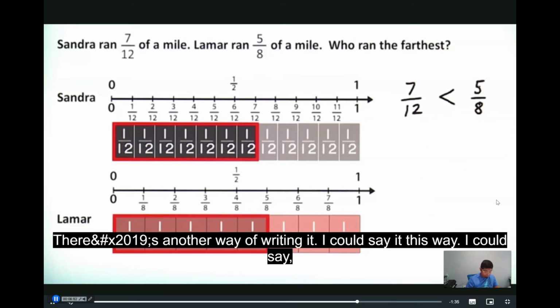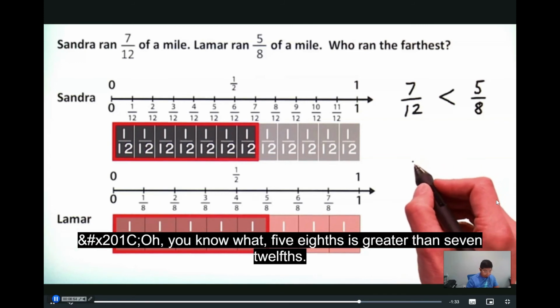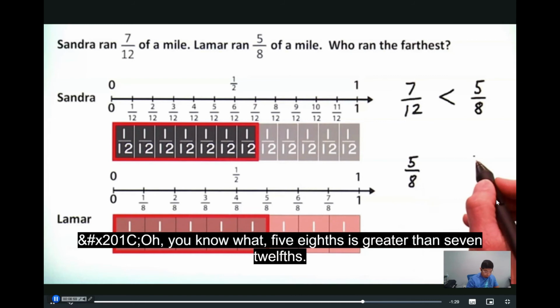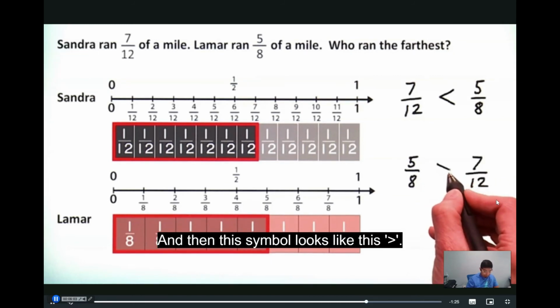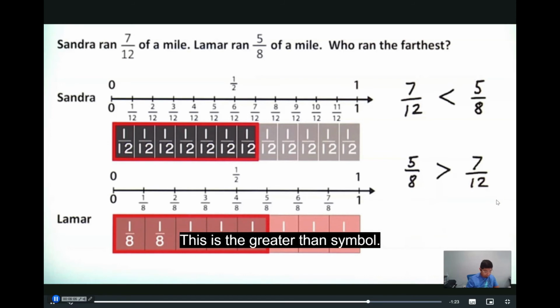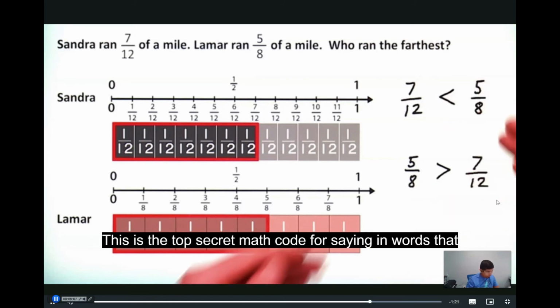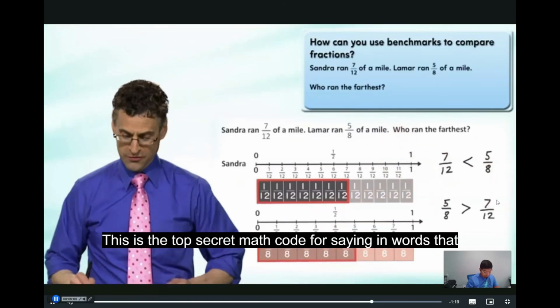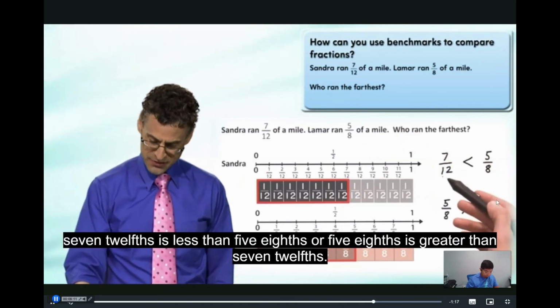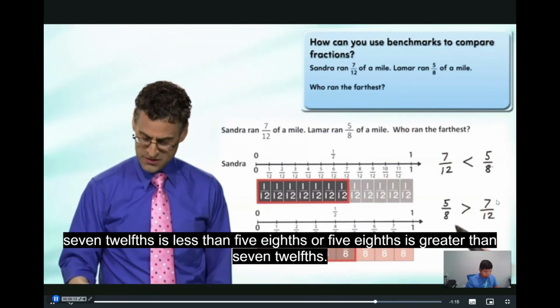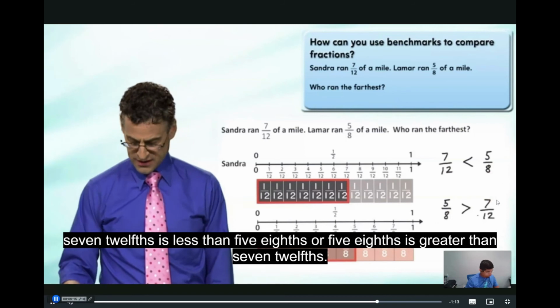There's another way of writing it. I could say, 5/8 is greater than 7/12. And then the symbol looks like this. This is the greater than symbol. So there are lots of ways of writing it mathematically. This is like the top secret math code for saying in words that 7/12 is less than 5/8 or 5/8 is greater than 7/12.